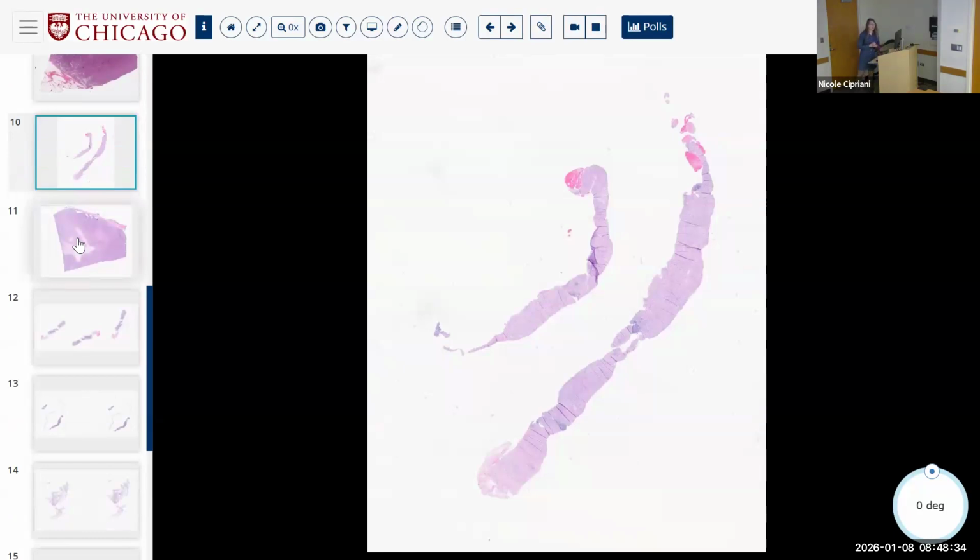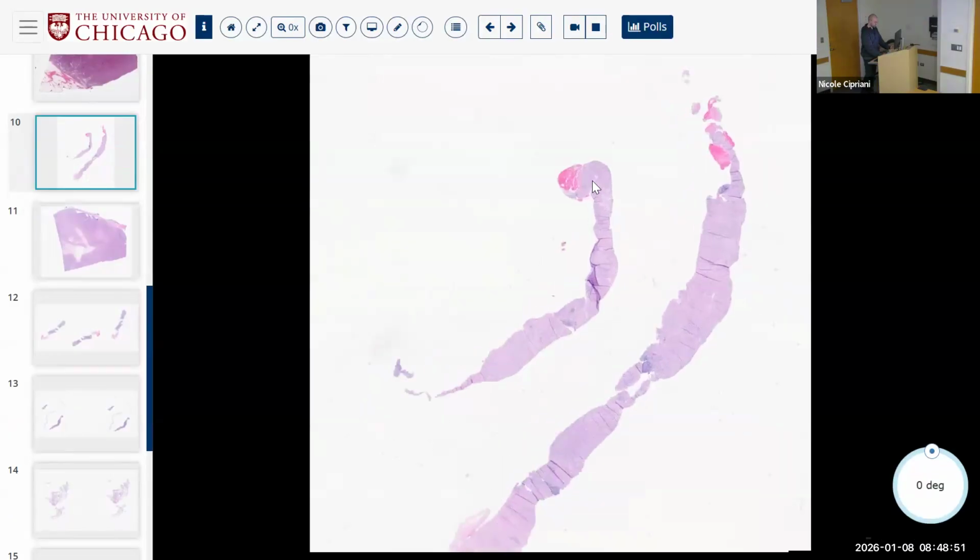Want to go next? Anybody? Hopefully starting with biopsies is helpful, right? Because I think this is where the diagnoses are made.